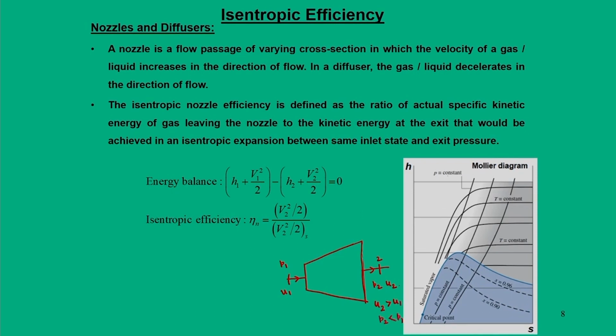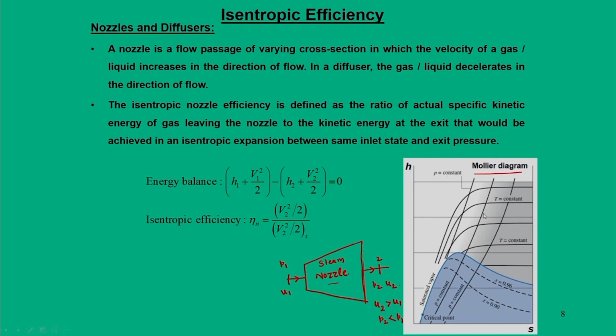P2 will be less than P1. So, this nozzle action is due to expansion of the fluid from its initial state to its final state, and this nozzle can be a steam nozzle or it can be used for analysis of air. That means the working fluid could be steam or air. Now, when you say it is a steam nozzle, we again use these Mollier diagrams.